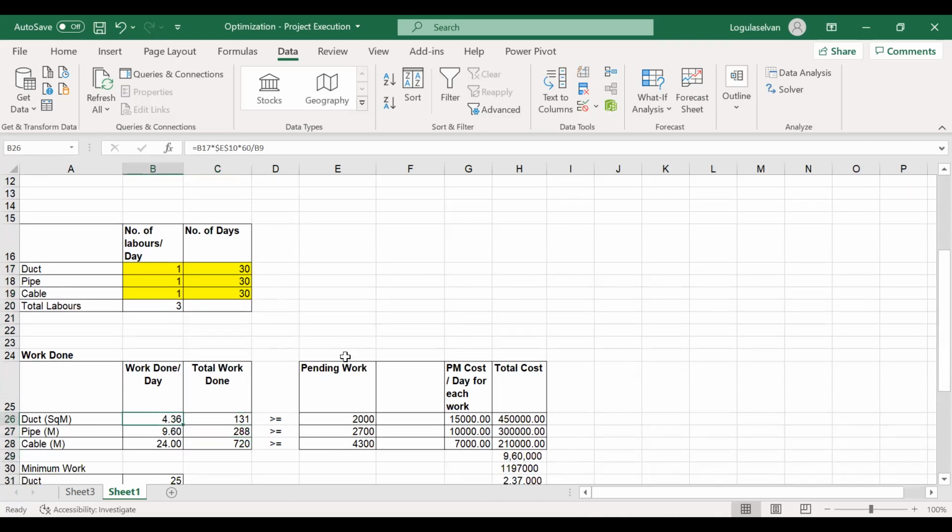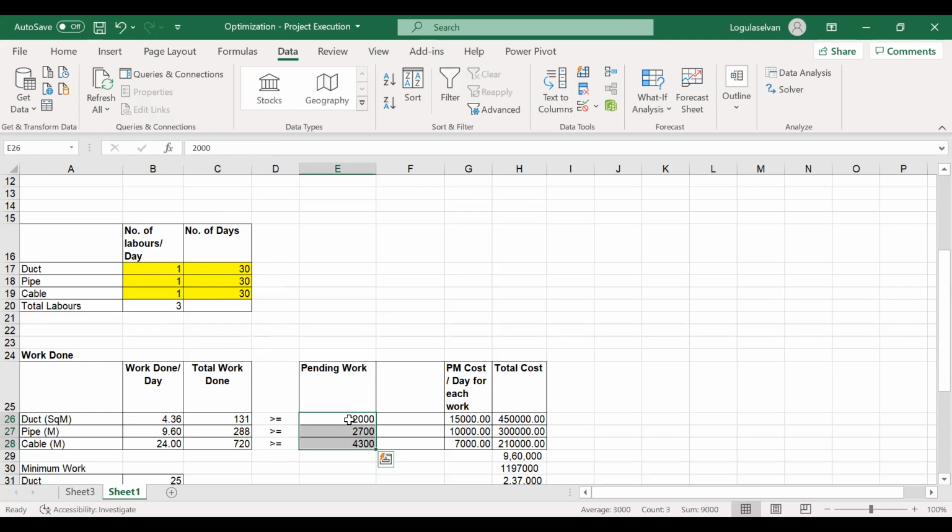So now we have to calculate how much work will be done per day. Last time also we calculated that: number of labors multiplied by the working hours, which is 8 hours, converting that to minutes, and how many man minutes are required to complete that work, which will be your denominator. So similarly calculate for piping and cabling, then total work done will be your work done per day multiplied by number of days. So you can see the formula links here.